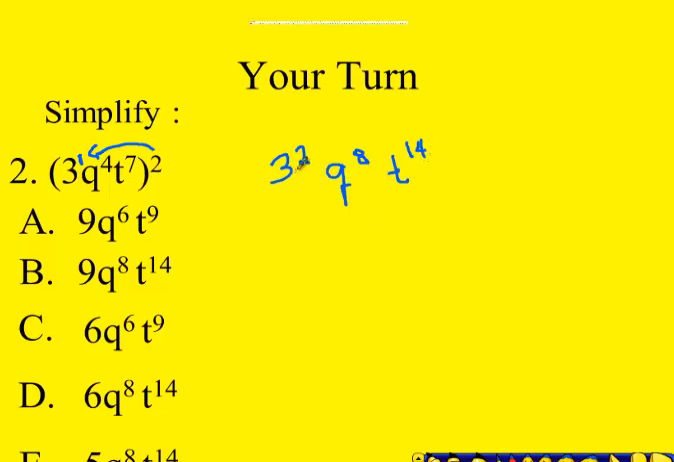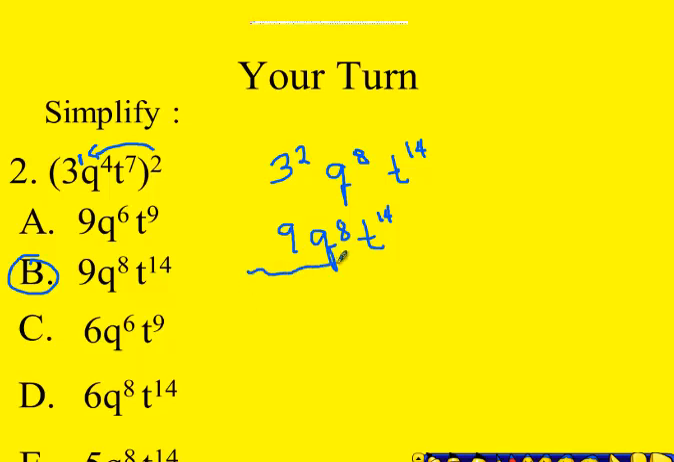Now we can simplify 3 squared as 3 times 3, which is 9, q^8, t^14. So our answer should be letter B.